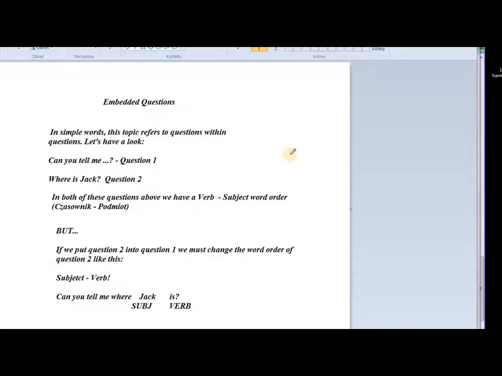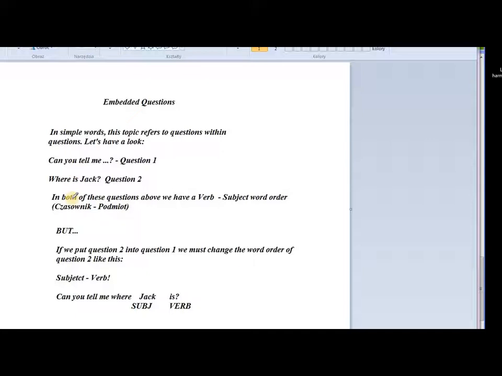Before we start the topic of reported speech, we need to necessarily look at the topic of embedded questions. Now normally you would get question 1 and question 2, and what embedded questions are all about is that you put one question, like question 2, into question number 1, so one question into the other.